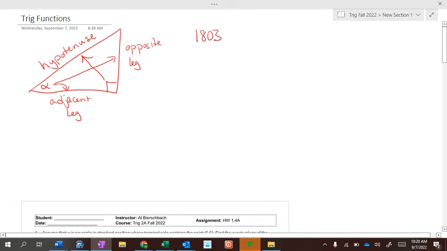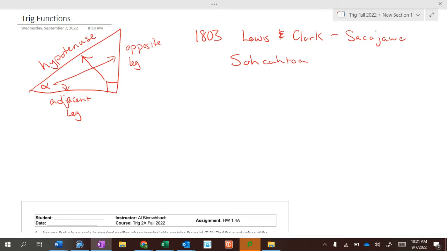Back in 1803, Lewis and Clark went to explore the West. Now, when they went to explore the West, who was a Native American lady that helped them out? I don't know how to spell her name, but I know how to spell her cousin's name. Her cousin helped them navigate using trigonometry. You know what her cousin's name was? Sokotoa. Sokotoa used trigonometry to help them navigate up the Missouri and then continue on from there.